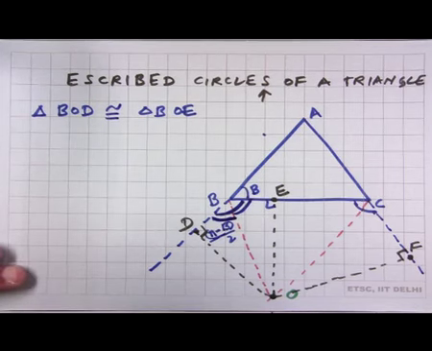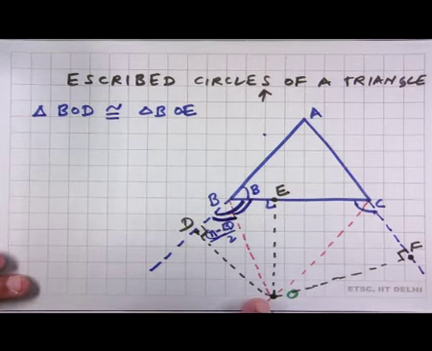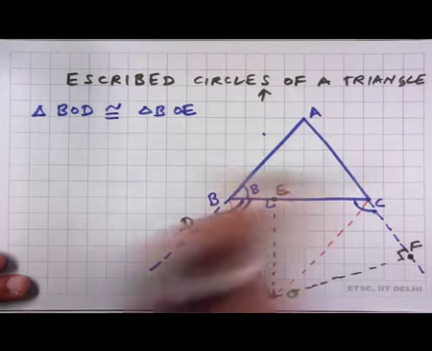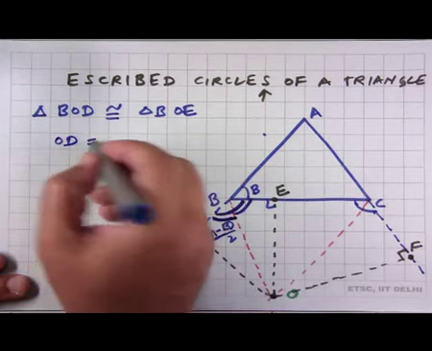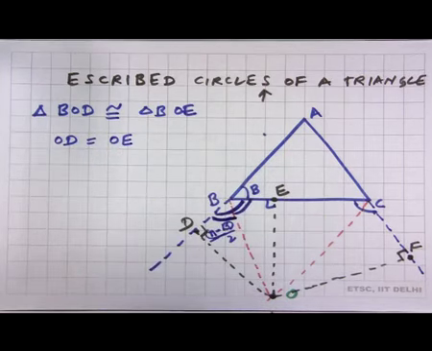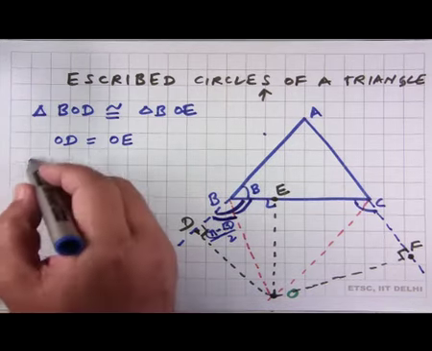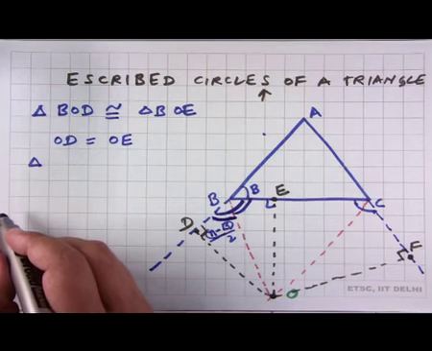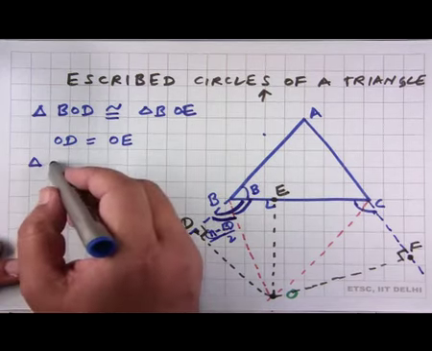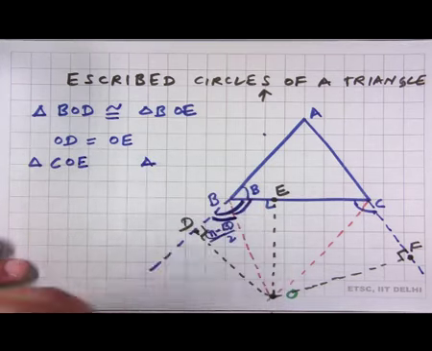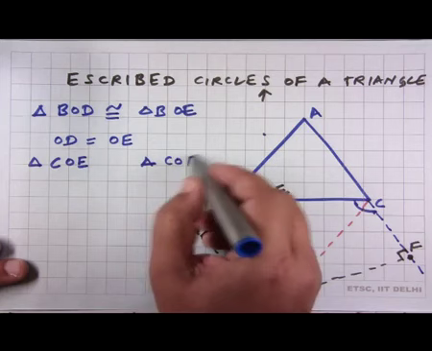And since they are congruent, it immediately follows that OD is equal to OE. So, OD is equal to OE. In a similar manner, we also consider the other two triangles, which are triangle COE and triangle COF.